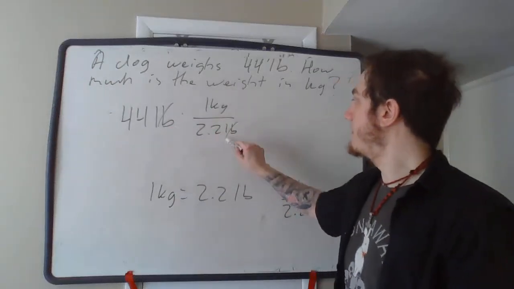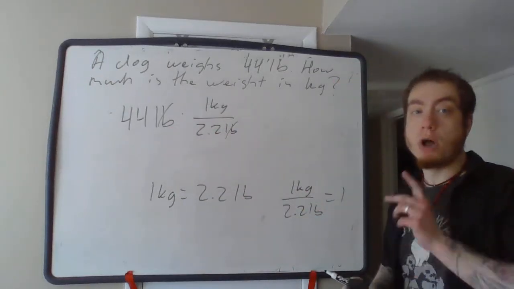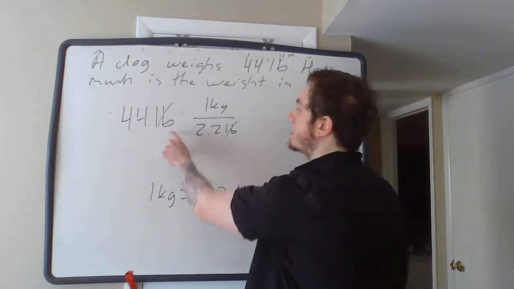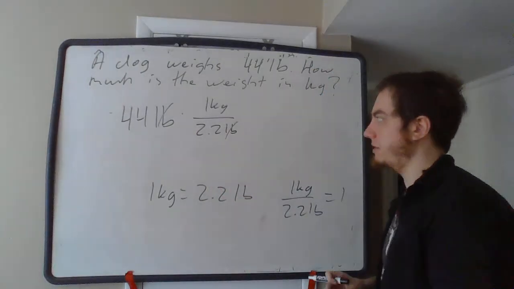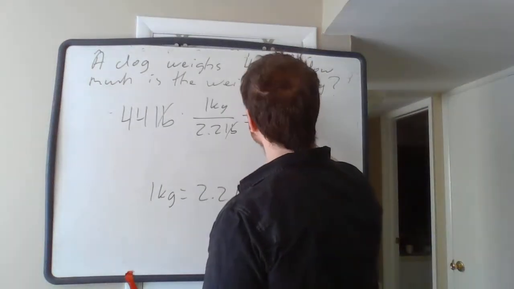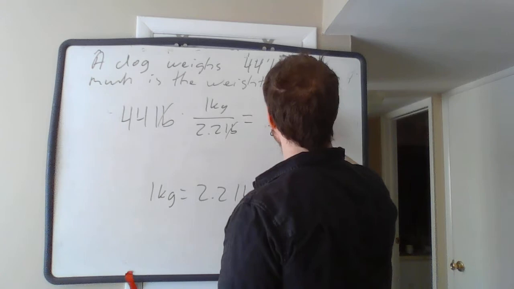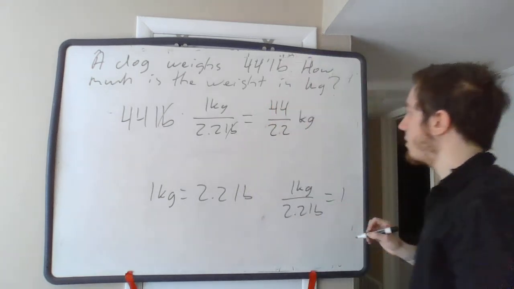Pounds will cancel, so that's good. And that's what we wanted. That's the reason I did it this way, right? We set up this conversion ratio to make sure that the pounds would cancel out. This leaves me with 44 divided by 2.2 in kilograms.